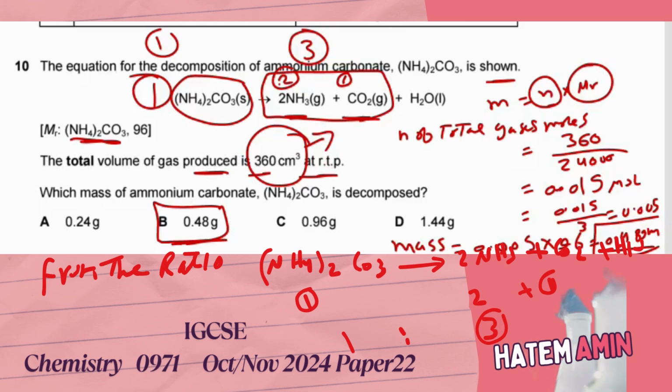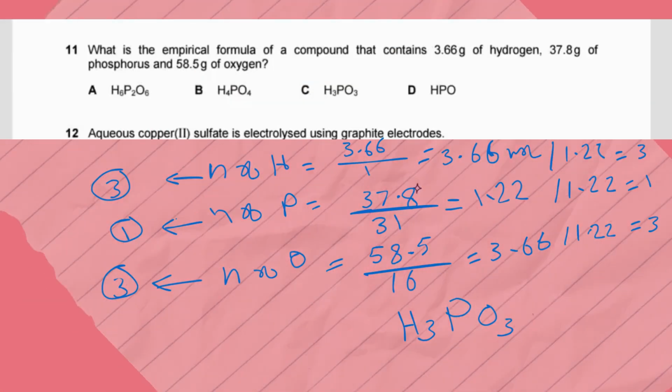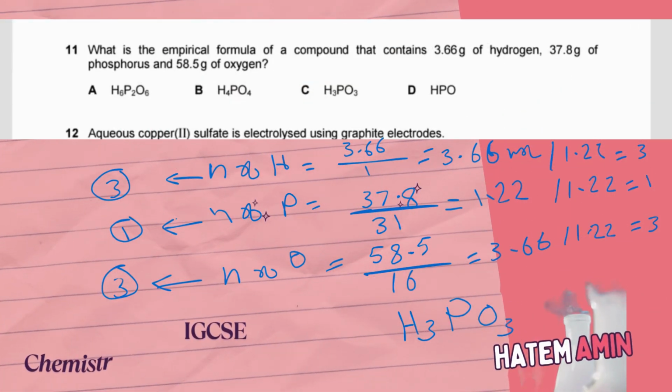Okay, the number of moles of gases, we can divide by 3 to find the number of moles of the reactant. From this number of moles, which is 0.005, multiplied by 96, which is the molar mass given by the question, it gives me the answer, which is 0.48. So the correct answer here is B.